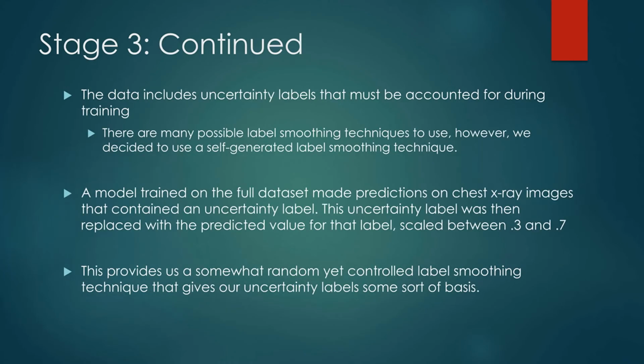We also are implementing our own label smoothing technique. There is an uncertainty label within this data set: a 1 for being positive for the disease, 0 for being negative, and -1 for uncertainty. So we are using a label smoothing technique that is a predicted value based on our trained model. Our trained model runs back through and predicts for the uncertainty values. We get a prediction between 0 and 1, and then we scale that between 0.3 and 0.7 to get a kind of random number with a little bit of weight to it to help our training.